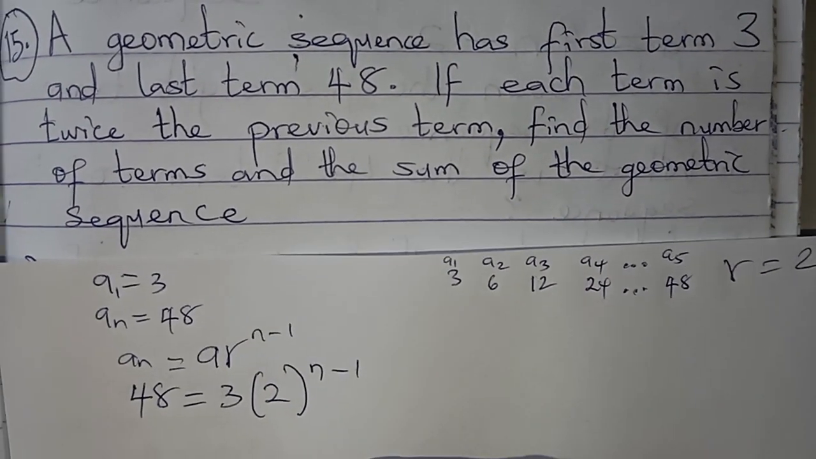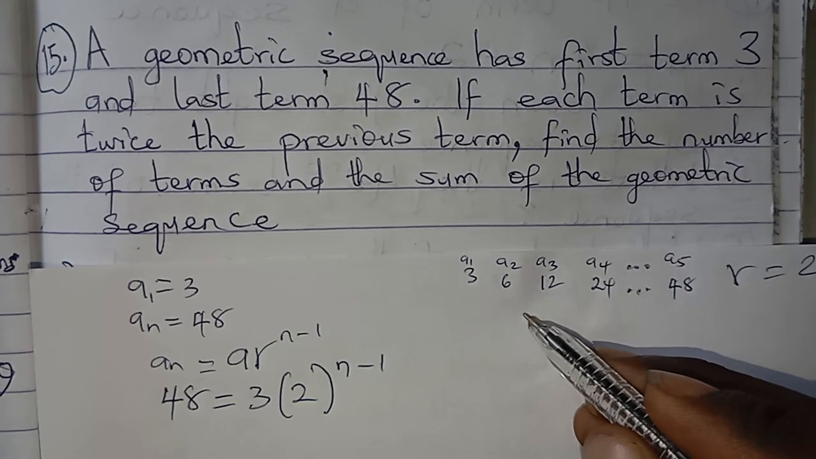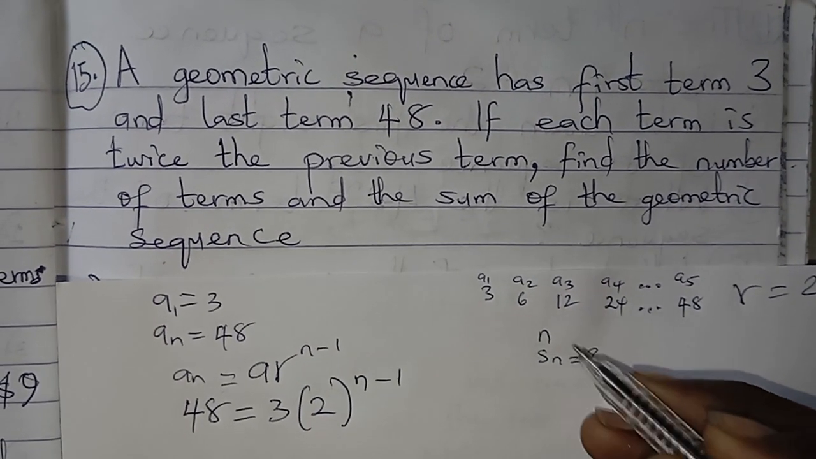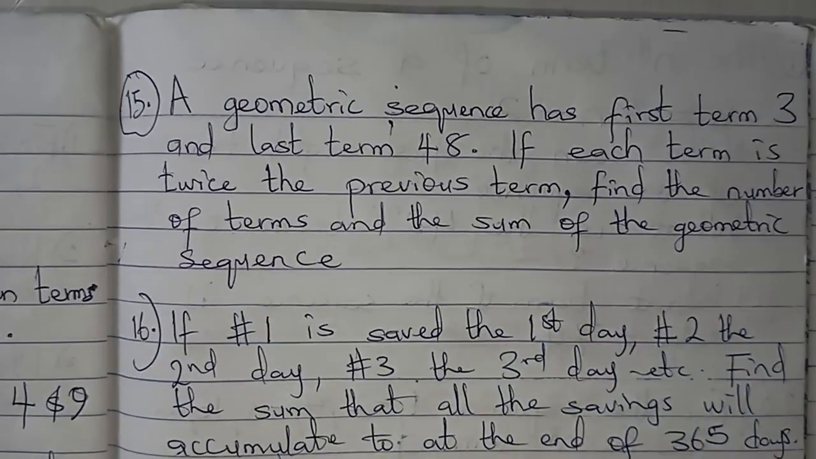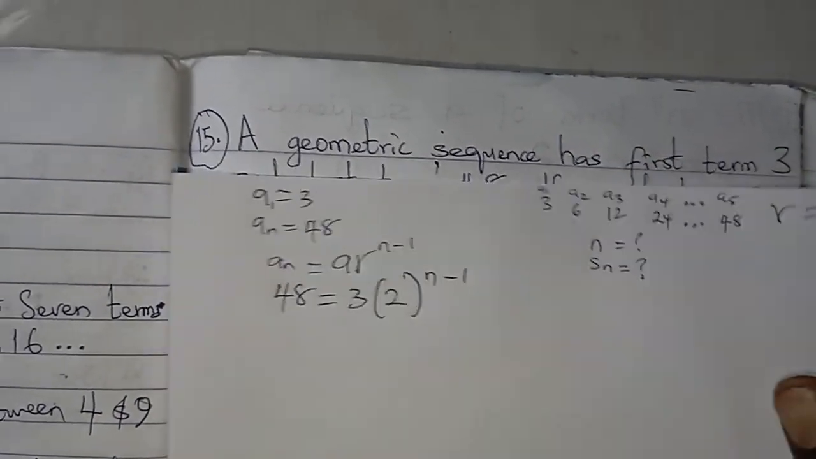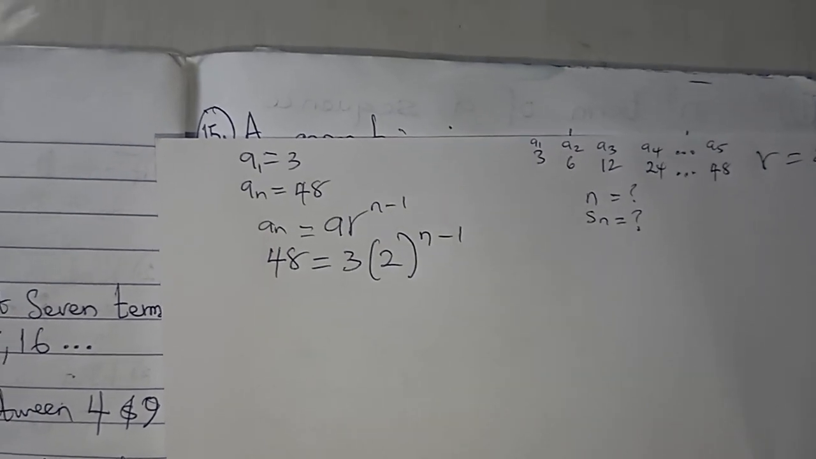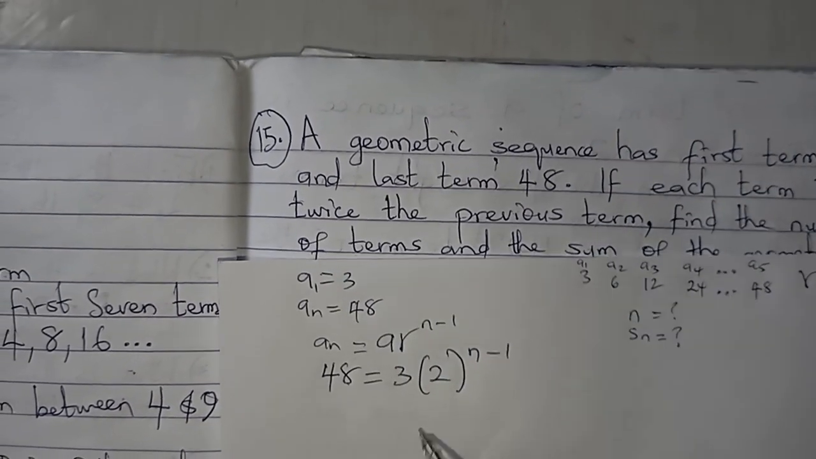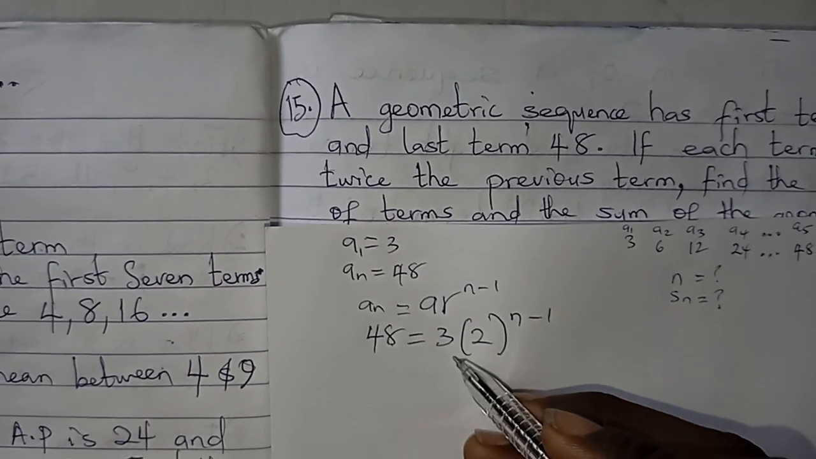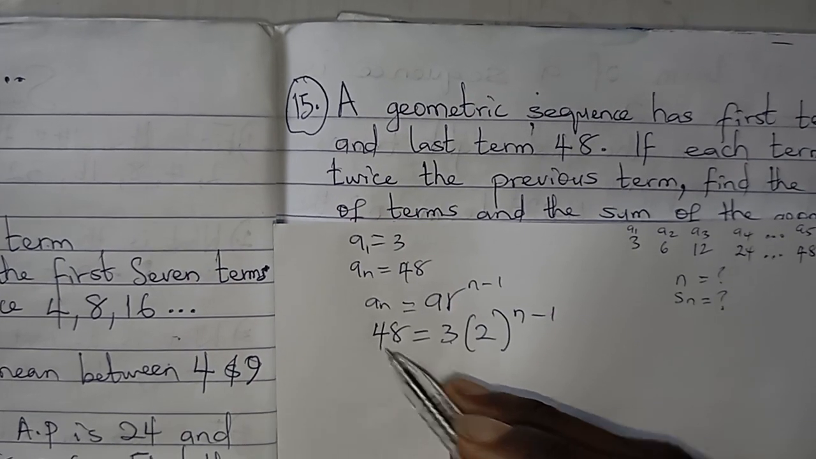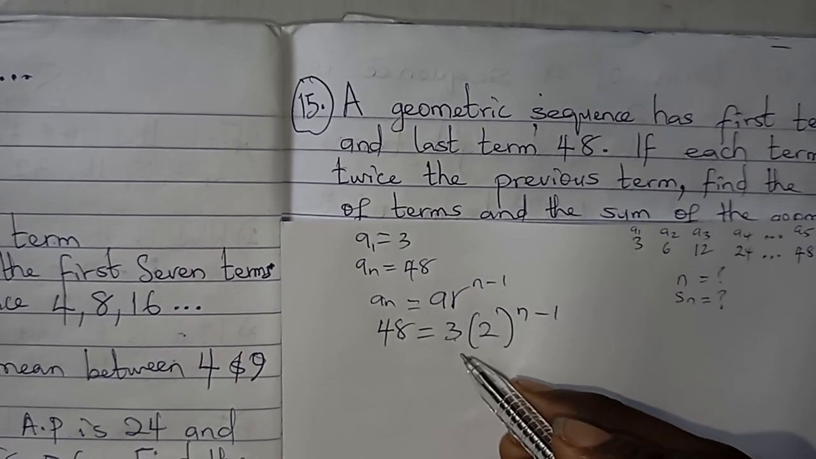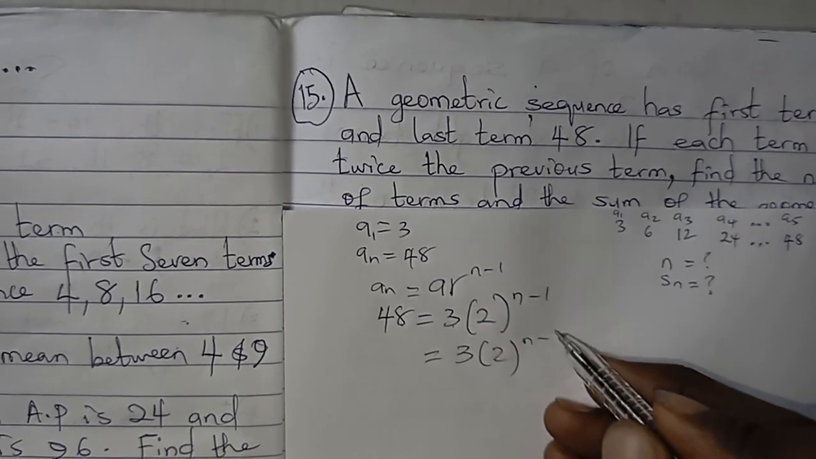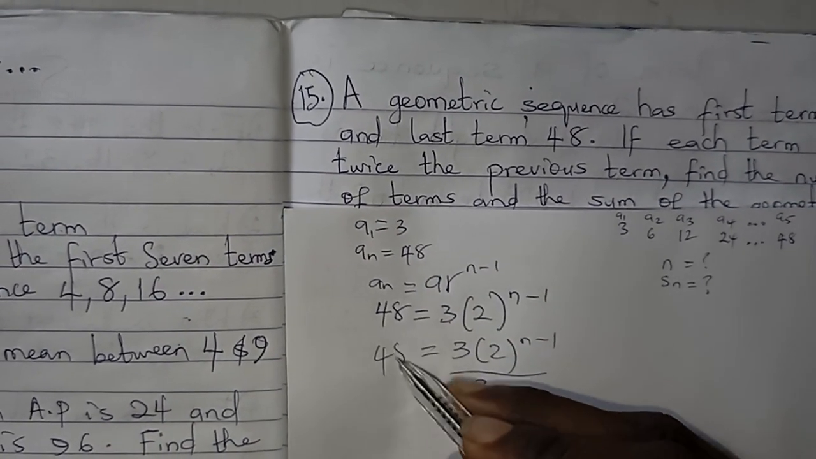Find the number of terms and the sum of the terms. So we have to find n and then find Sn. We don't know the number of terms, n, but we know the last term, the nth term, which is given as 48. So we have 3 times 2 raised to n minus 1 equals 48. Divide both sides by 3. So 3 times 2 raised to n minus 1 over 3, and 48 over 3.